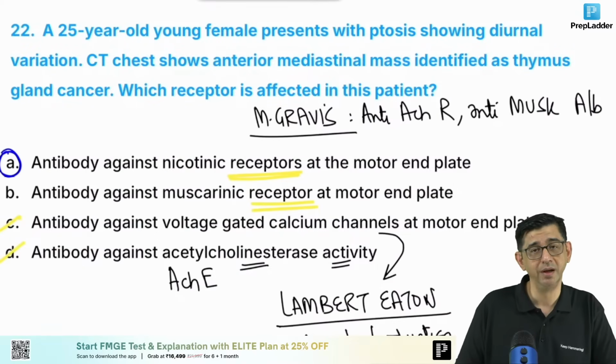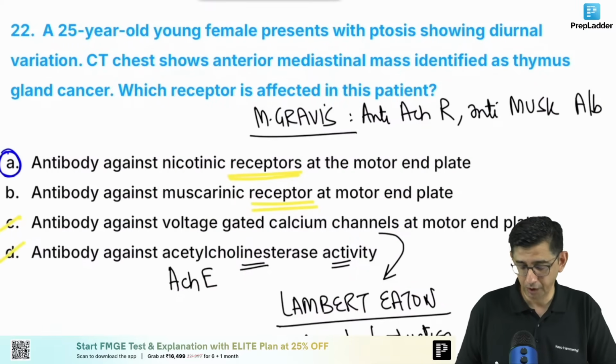Yes, Vimal came up with a very good answer: anti-LRP4 antibody. Excellent guys, you're doing a great job. All of these antibodies damage the receptors. So the answer would be either A or B, and the correct answer is option number A. Anti-MuSK is a very good answer. Cool.